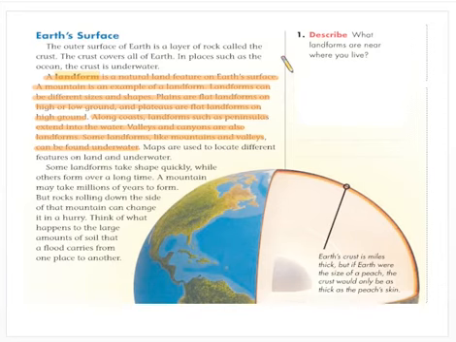Okay, so this slide will tell us about Earth's surface. The Earth's surface is covered with landforms, and that layer, we call it in science the crust. The crust is the one covering all the Earth. It says here, I will read it for you girls. The outer surface of Earth is a layer of rock called the crust. The crust covers all the Earth, in places such as the ocean, the crust is under the water.